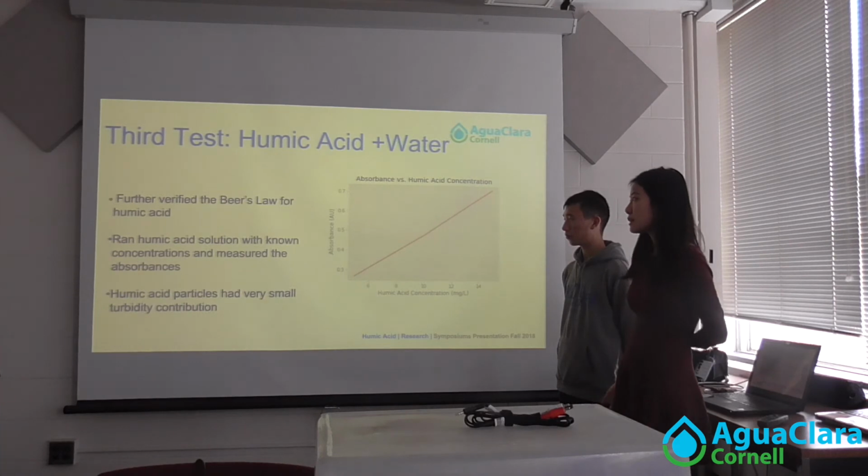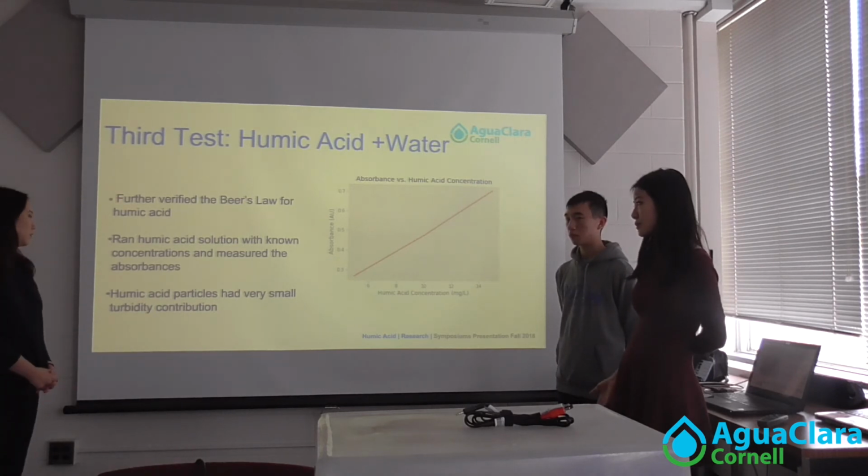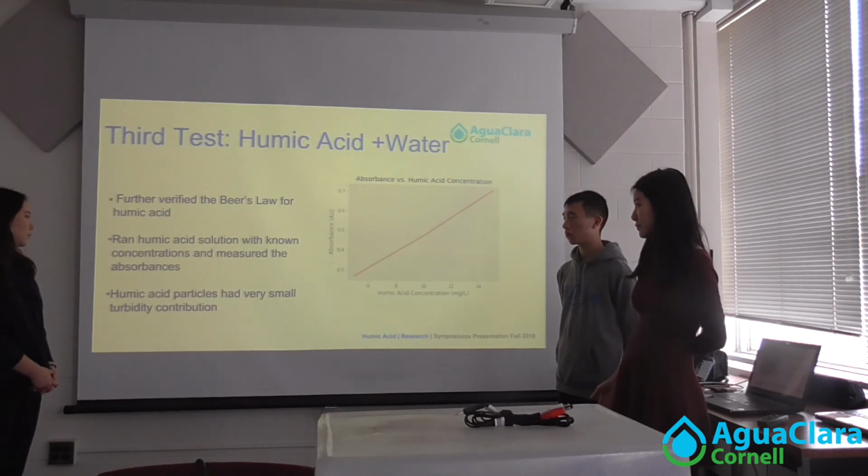So for the third test, we still want to test the humic acid concentration and absorbances with the QView spectrophotometer we will use for our experiment. So we ran the humic acid solution with a known concentration, and we measured the absorbances, and we still got a linear relationship, which means we re-verified Beer's law like in the first experiment. That means for the future experiment, if we know the humic acid absorbances, we could calculate the humic acid concentration based on the relationship we obtained from this graph.